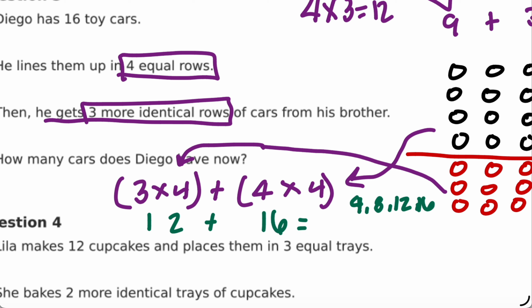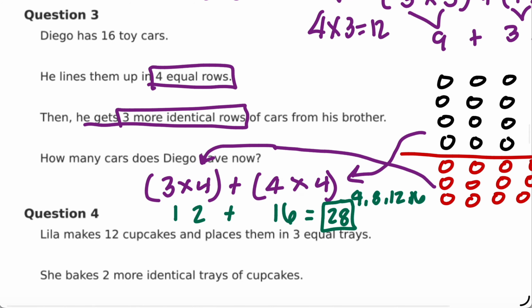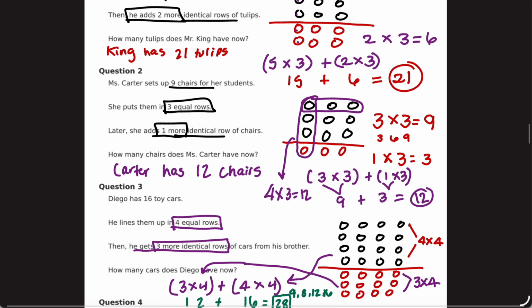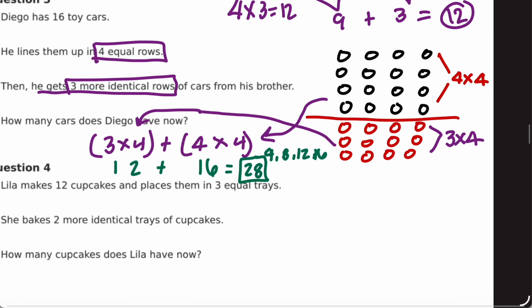Now I'm simply going to answer the question, well, what is 12 plus 16? The answer, 28. So my solution statement would be Diego has 28 cars. Okay, so this is what we have so far. All right, let's talk about this next question because this one gets a little bit more tricky.